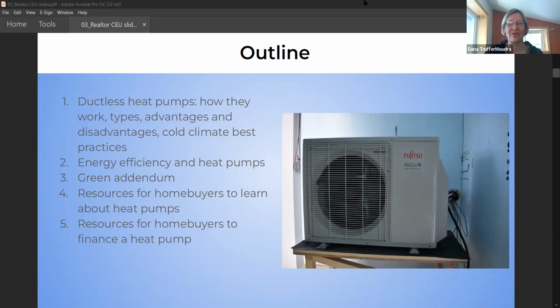So now for the outline of the course, Connor will cover ductless heat pumps, how they work, the types, advantages and disadvantages, and the cold climate best practices. He will then go into energy efficiency and how that relates to heat pumps, the green addendum, and resources for home buyers to learn more both about heat pumps and about how to finance a heat pump. And please do not hesitate to ask any questions. This is actually a shorter class than the one 2 days ago, but we have fewer audience members, so we can definitely answer more questions as they come up. So Connor, please take it away.